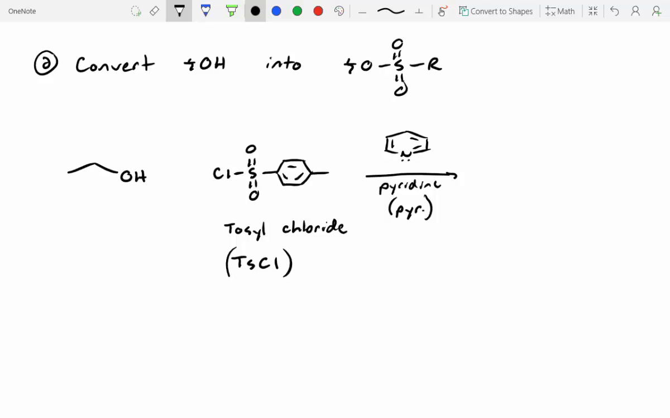All right, so let's take a look at what's going on here. We said that this is a poor leaving group. What we're going to do, though, is replace this poor leaving group, and we're going to change it into some sort of tosylate group.